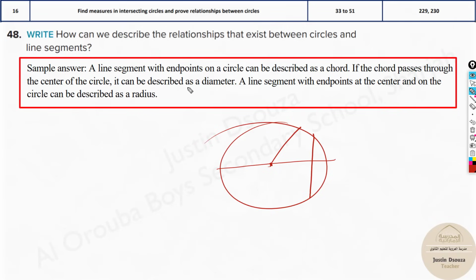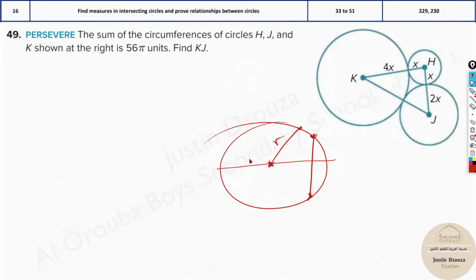So this is the main thing: it depends on the endpoints. From the center to any point will always be a radius, whereas a chord can be any 2 points. The endpoints must be on the circle, whereas a diameter is the same as a chord, but it must also pass through the center. So those are the conditions, and you can just read through this.